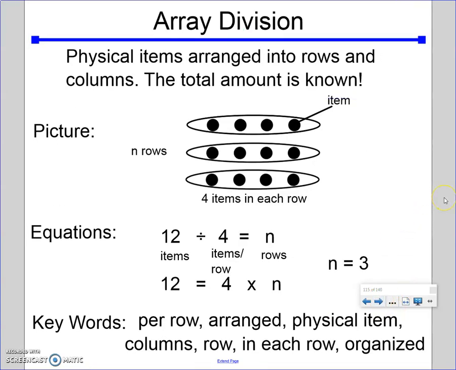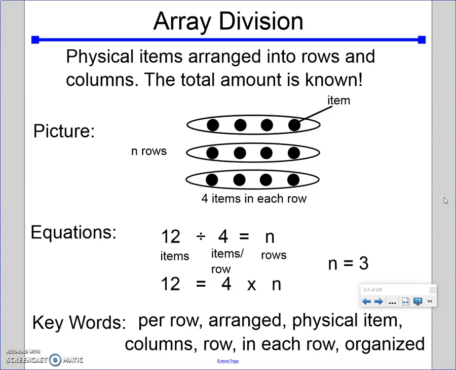Array division story problems are story problems where physical items are arranged into rows and columns. The total amount is known. That's how array division is different from array multiplication. If you know the total number of physical items in an array problem where items are arranged into rows, it's an array division problem. We represent an array division problem by drawing an array with physical items represented by dots or X's lined up in rows.